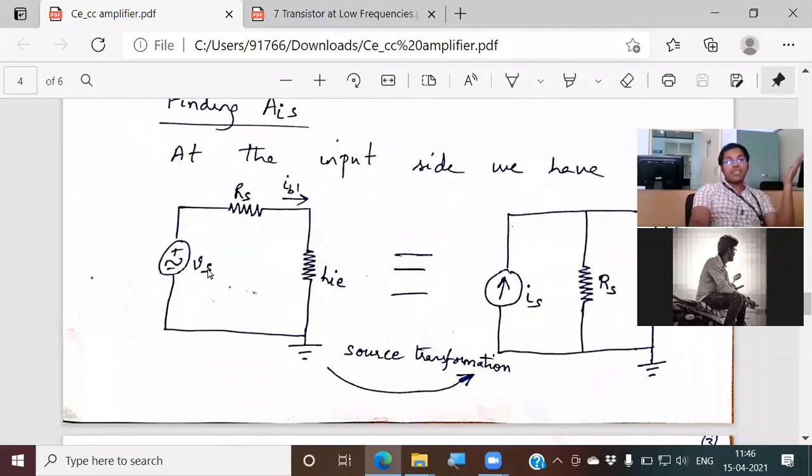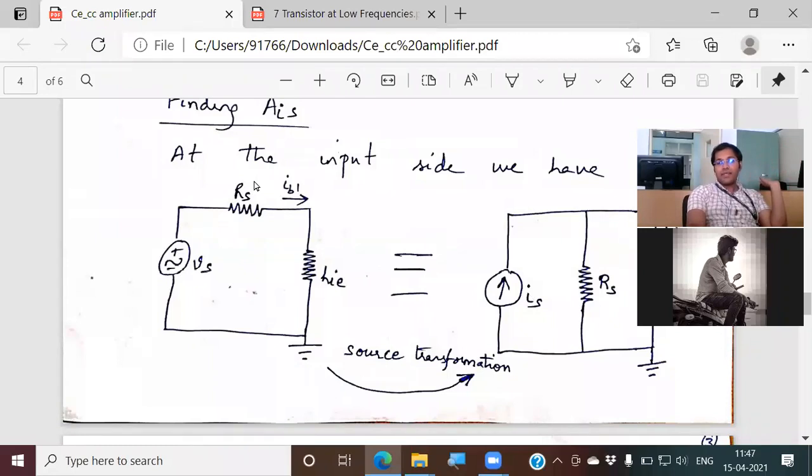From this, I know Vs, but I don't know what is Is. How to get Is? I should do source transformation. Source transformation means this voltage source, Vs in series with Rs, I can represent by a current source in parallel with resistance. Same value Rs will come here. Is will become Vs by Rs.